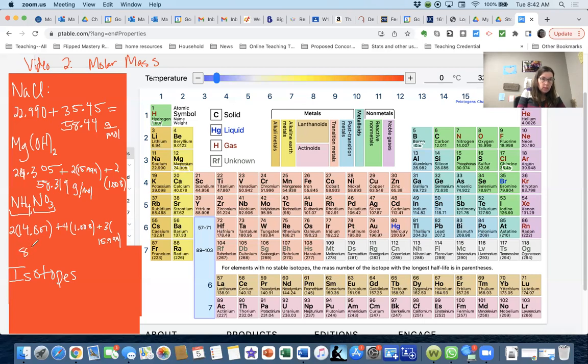And so you might be asking yourself, well, why do we have to do this? Well, we're going to be getting into more complicated problems where you can predict how much of a product you're going to get in a chemical reaction and stuff like that. And to do that, we need to know the molecular weight, otherwise known as molar mass, of any given compound.